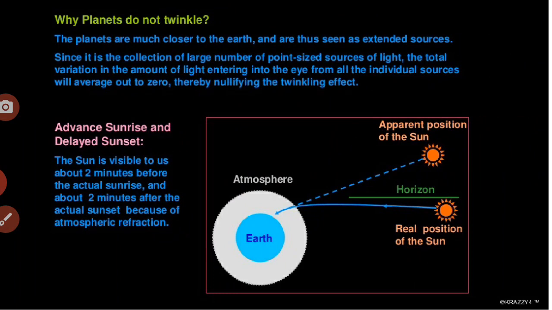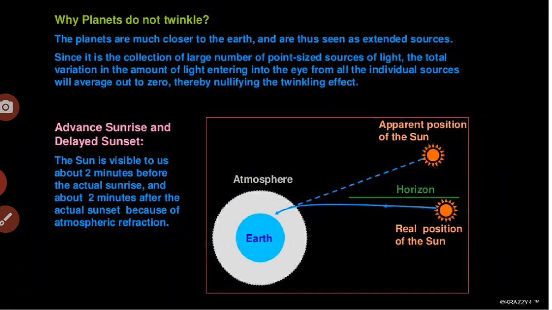Advanced sunrise and delayed sunset. The sun is visible to us about 2 minutes before the actual sunrise and about 2 minutes after the actual sunset because of atmospheric refraction. By actual sunrise, we mean the actual crossing of the horizon by the sun.